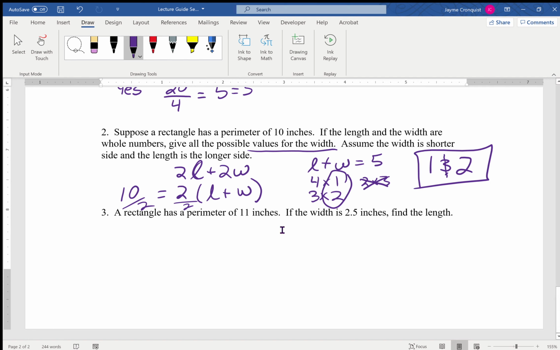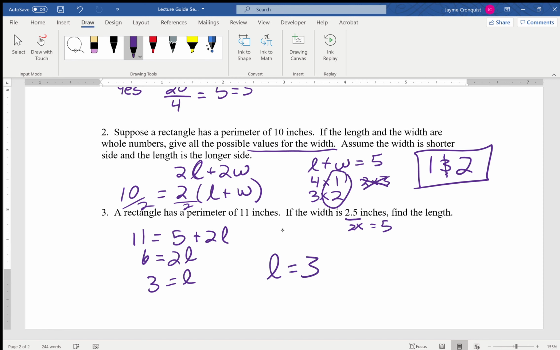All right, a rectangle has a perimeter of 11 inches. If the width is 2.5 inches, find the length. Well, 2 times 2.5 is 5. So I've got 11 equals 5 plus 2L. Subtract 5, 6 is equal to 2L. Divide by 2, 3 is equal to L. So L equals 3. Because that is going to become 6 plus 5.